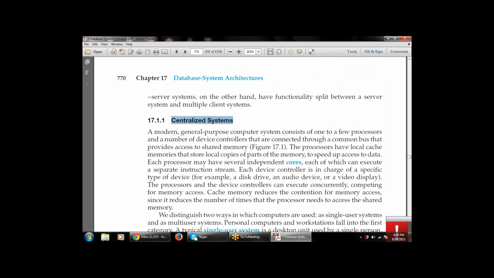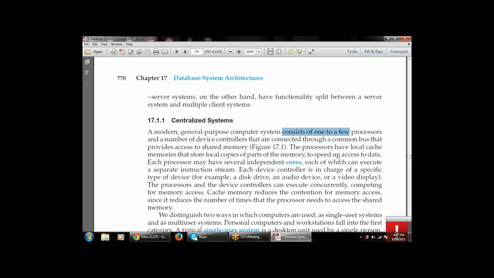So first is a centralized system, that is, a modern general purpose computer system consists of one to a few processors and a number of device controllers that are connected to a common bus. The processor has a local cache memory that stores local copies of parts of the memory to speed up access to the data. Different CPUs have different local cache memories that store local copies of parts of the memory.